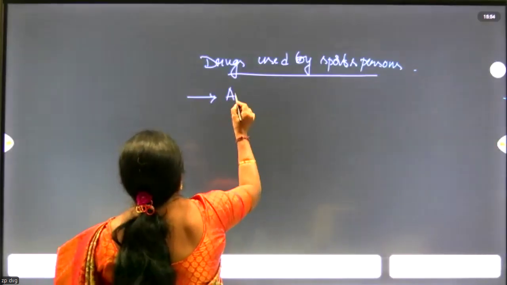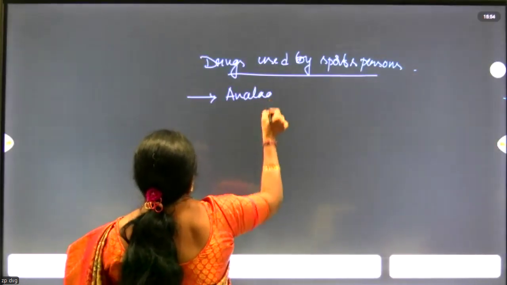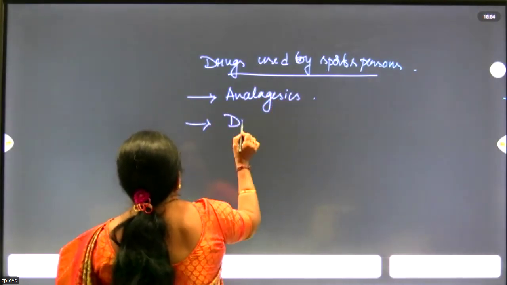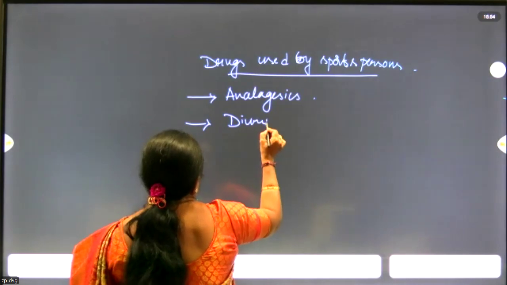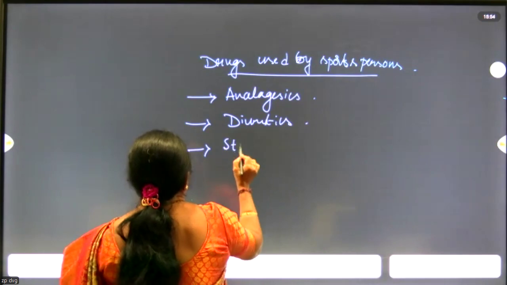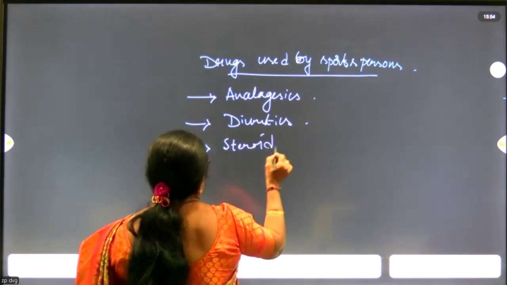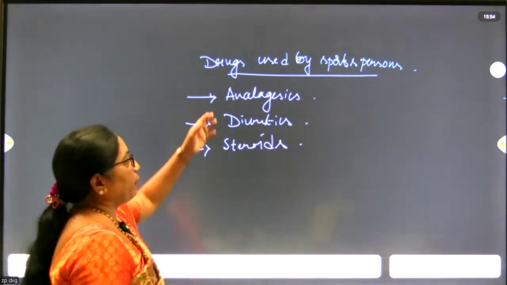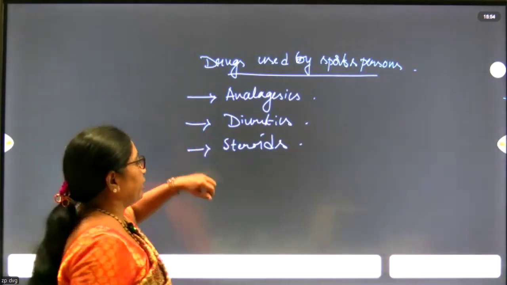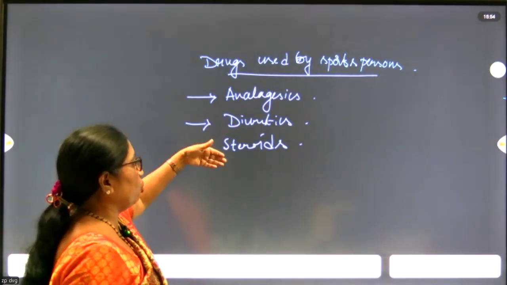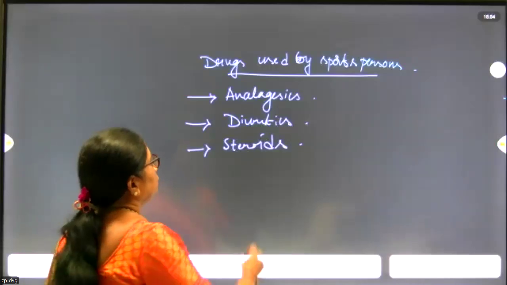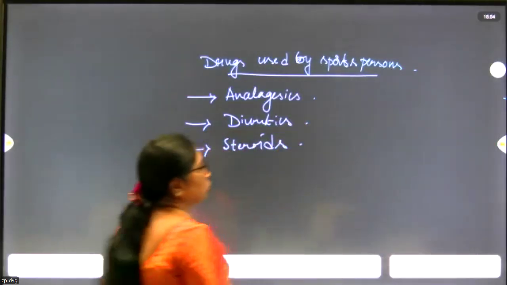Analgesics, diuretics, and steroids. All these drugs: analgesics are painkillers, diuretics prevent the excess urine flow, and steroids increase the muscular strength. So these are certain drugs used by sports persons.